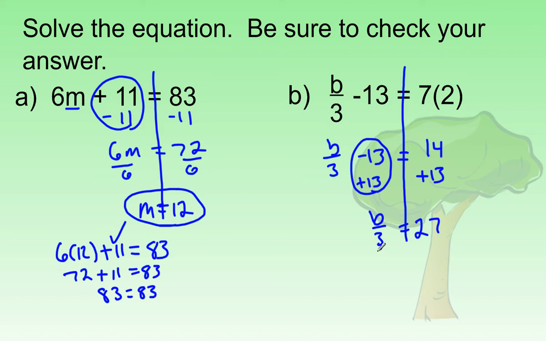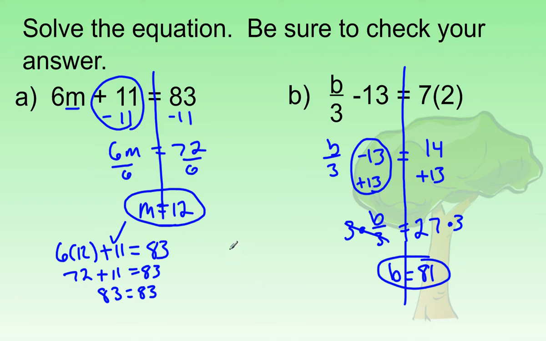And now my variable is being divided by 3, so the opposite of divide by 3 is to multiply by 3. Okay, so if I multiply by 3 on both sides, this times 3 and this divide by 3 are opposites. They cancel, giving me 1b, which is just b. 27 times 3 is 81. All right, so I think the answer is 81.